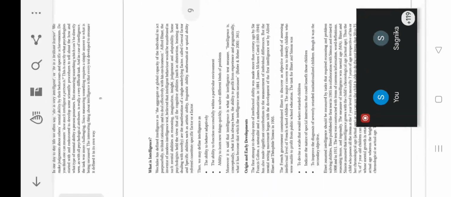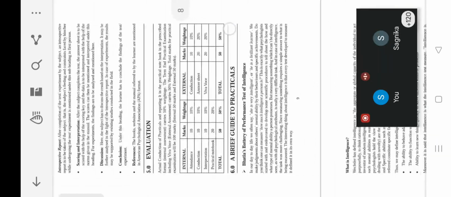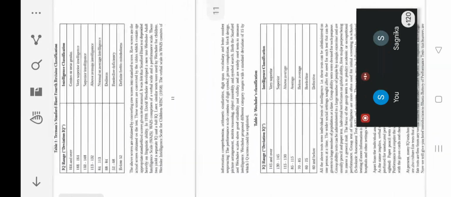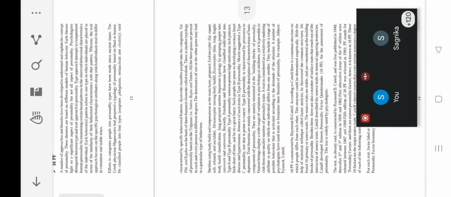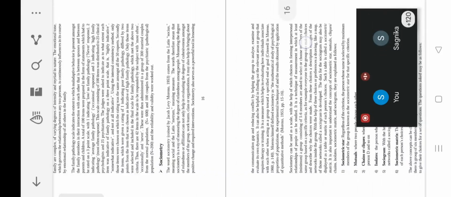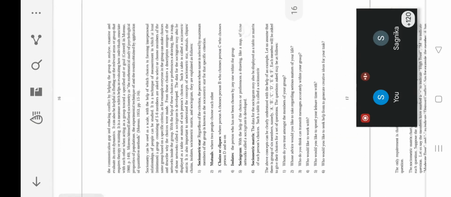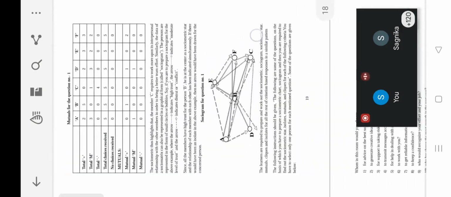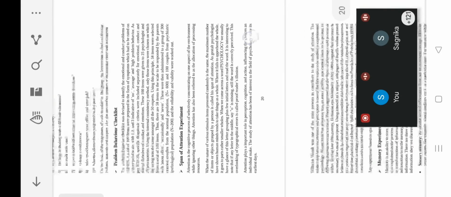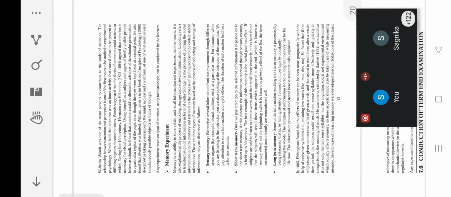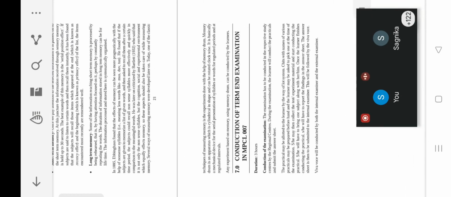This one has Bhatia's battery performance test of intelligence. Then it's 16 PF, that I did yesterday. Then family pathology scale, sociometry, problem behavior checklist, span of attention, memory experiment, and this is MPCL 007.